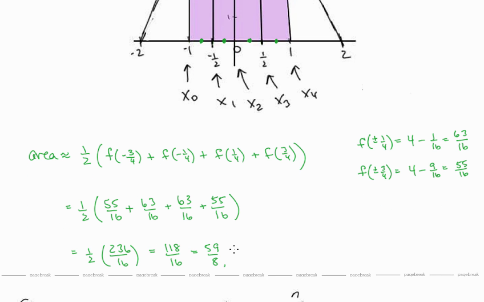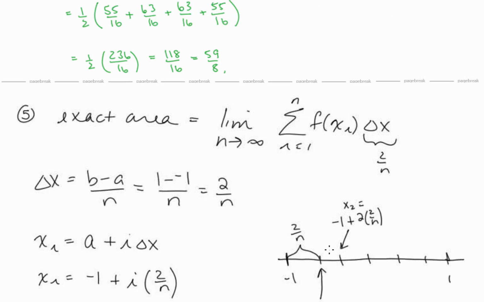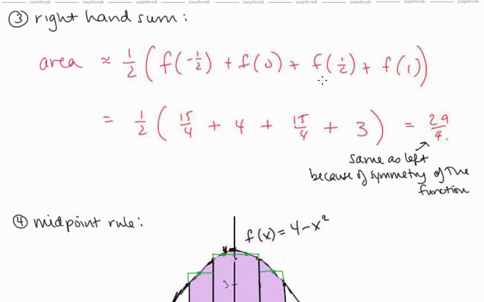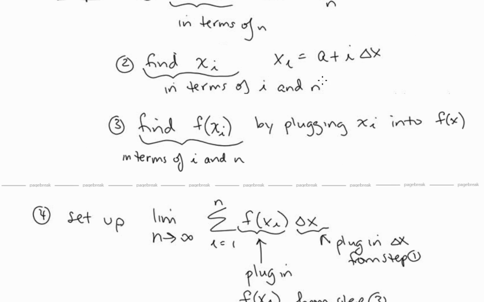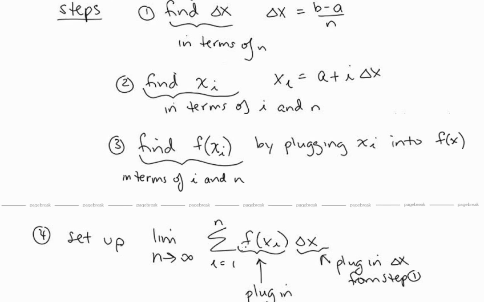And so this comes out to be 59/8. Now let's take a look at finding the exact area by taking the limit here. We have the limit as n goes to infinity of the summation i going from 1 to n, f of xi delta x. And let's go back up to the steps we had above to see how to begin. We want to start by finding delta x, then xi, then f of xi, and then we're going to plug them into the limit.